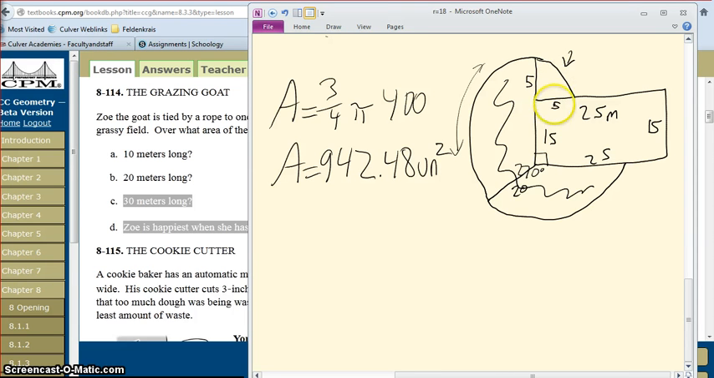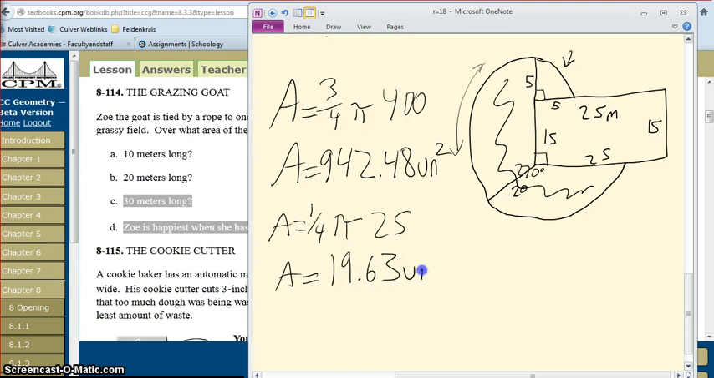So what do we have? A radius of 5 and an angle of 90 degrees. Okay, area equals, what's 90 divided by 360? 1/4. Pi, 5 squared is 25. That means area equals 19.63 units squared. So we got this, add them together to get the total area of how far Zoe can graze. Just add them together.